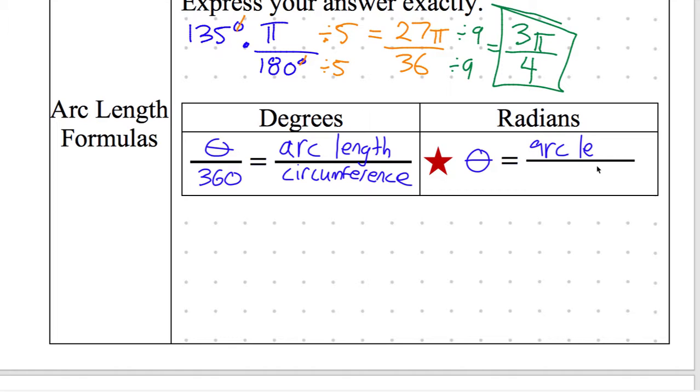divided by radius. Arc length over radius. It's an easier formula to use. Let's see an example of when we're going to use this formula. The next few examples are only using this right-hand formula. So when I ask you what's the formula, come back to this star. We're going to be using it over and over again.